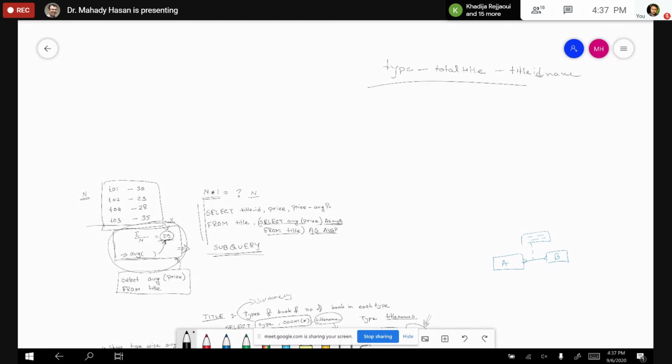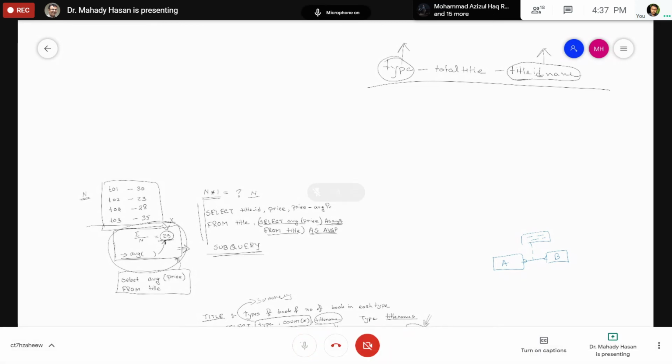How to solve this one? Because this part and this part is detailed, right? With each title name, we have an associative type, right? And we have a total for each and every type.